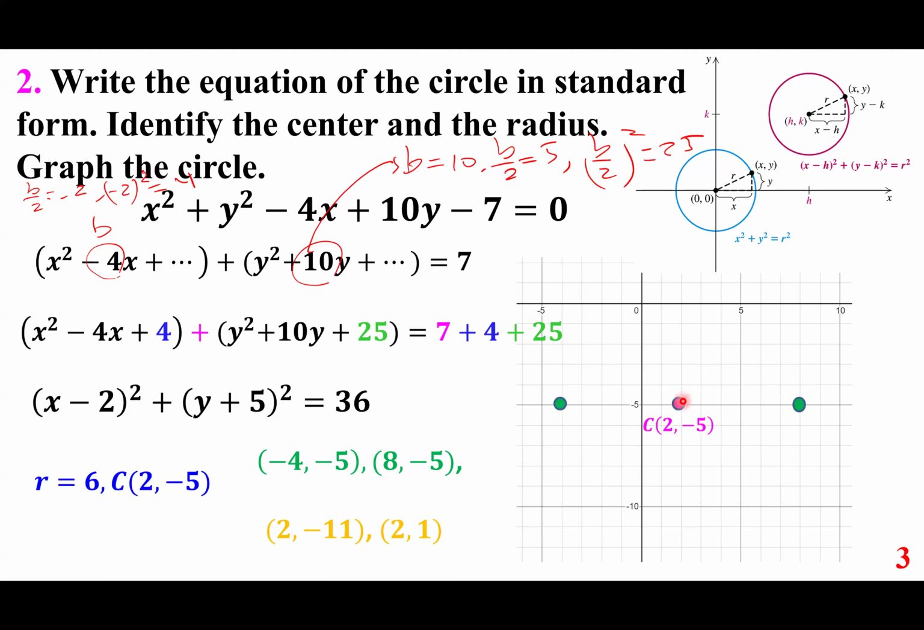And now up and down. So for the y coordinate, you subtract, you get minus 11, you add, you get 1. And those are the pairs. You put them together.